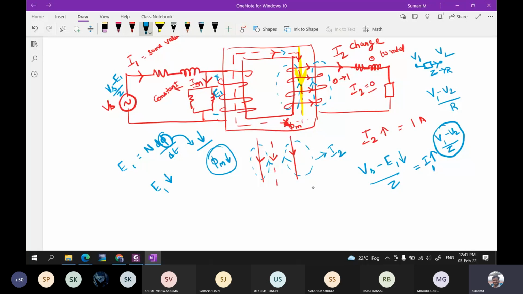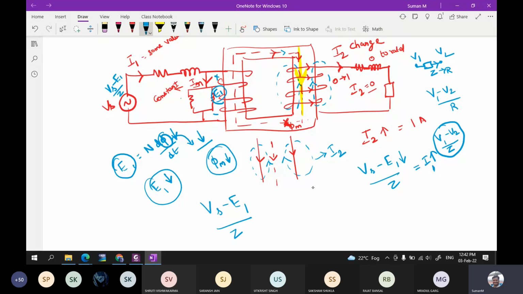If the overall mutual flux is reducing, then the EMF induced on the primary side, that is E1, which is given by d phi by dt, is also reducing. So when the phi is decreasing, the EMF induced on the primary side is decreasing. When the EMF induced on the primary side is decreasing, then what happens? The current flowing through that path can be given by Vs minus E1 divided by Z.